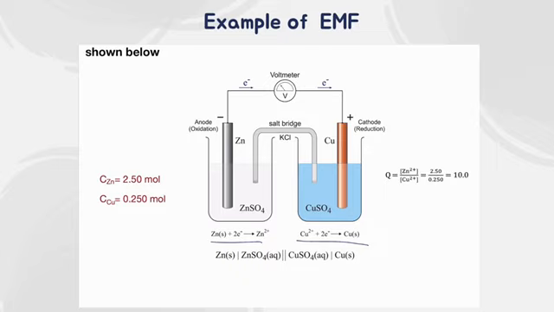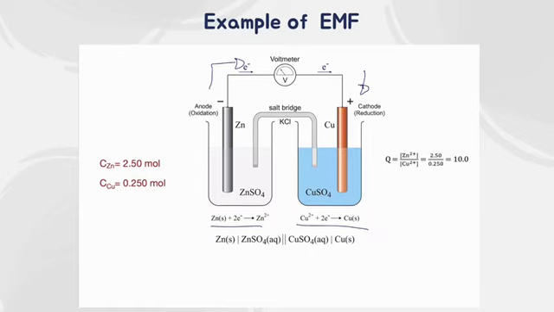We will start by calculating the reaction quotient. When calculating Q, the concentration of the half cell that undergoes oxidation, that's the anode, goes on the top, and the concentration of the half cell that undergoes reduction, that's the cathode, goes on the bottom. This gives us a value of Q of 10.